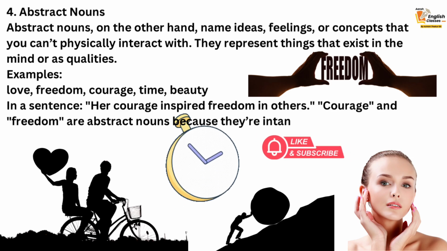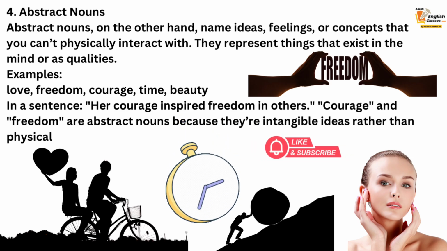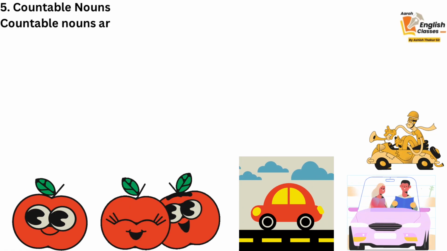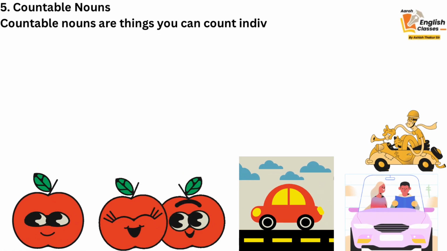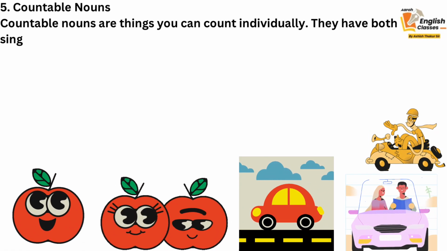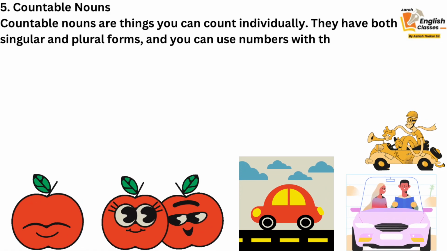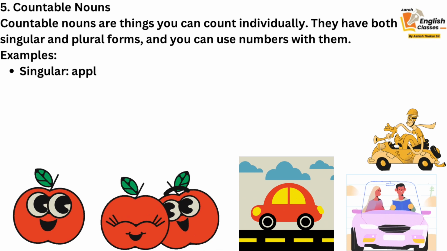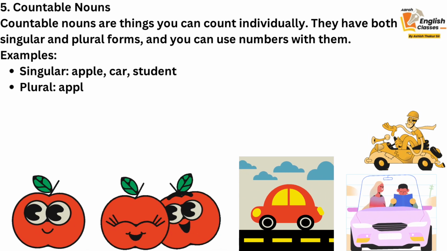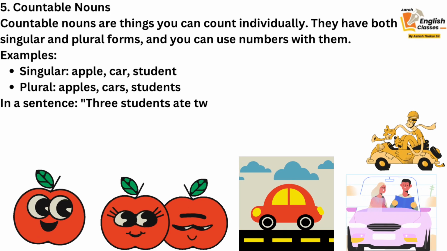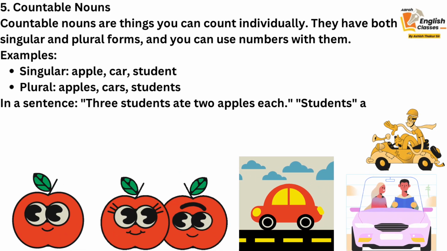5. Countable nouns. Countable nouns are things you can count individually. They have both singular and plural forms, and you can use numbers with them. Examples: singular, apple, car, student. Plural: apples, cars, students. In a sentence, 3 students ate 2 apples each. Students and apples are countable nouns, and we can quantify them with numbers.